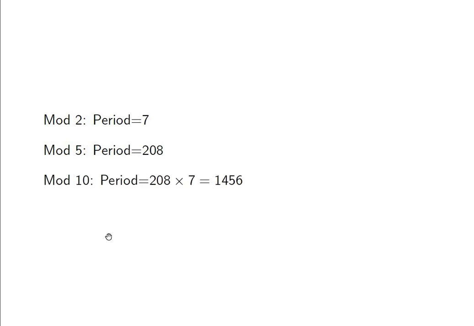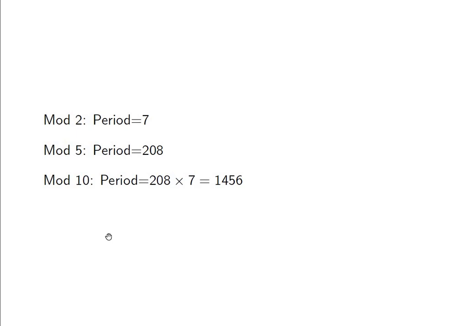Mod 2, the period is 7, so after writing down a bunch of terms, 15 terms or so, you'll see a repetition. Mod 5, the repetition occurs after 208 terms, which means you have to write down around 215 or so terms. So that is quite reasonable, in fact. So if you decide to do this mod 5, in half an hour, you can definitely do the problem.